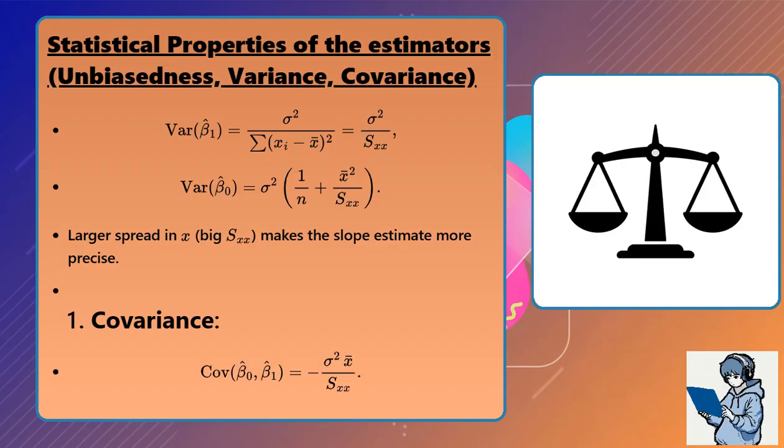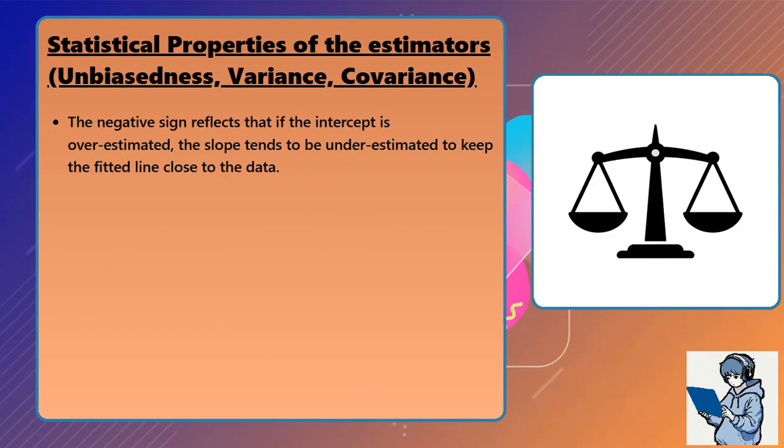Covariances. Covariance of beta hat 0 and beta hat 1 equals negative sigma squared times x bar divided by s sub xx. The negative sign reflects that if the intercept is overestimated, the slope tends to be underestimated to keep the fitted line close to the data.